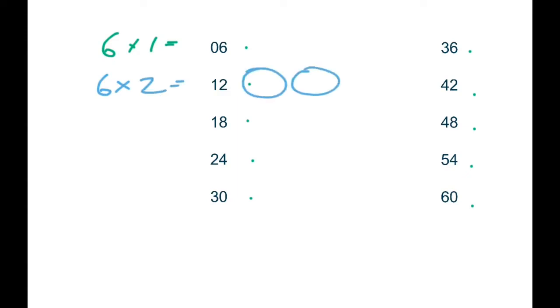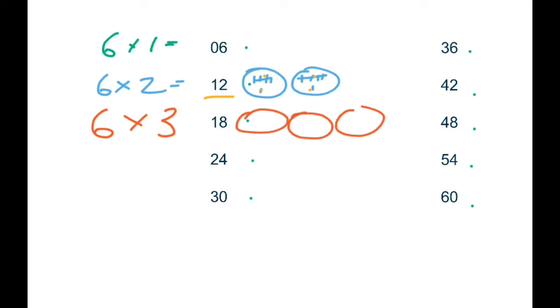Two groups. 1, 2, 3, 4, 5, 6. 1, 2, 3, 4, 5, 6. 5 plus 5 is 10. Count this extra little 1 down here. 5 plus 5 is 10. 11, 12. Oh, okay. So then this must be 6 times 3. 1, 2, 3. Because I've counted by 6 three times. 6, 12, 18.